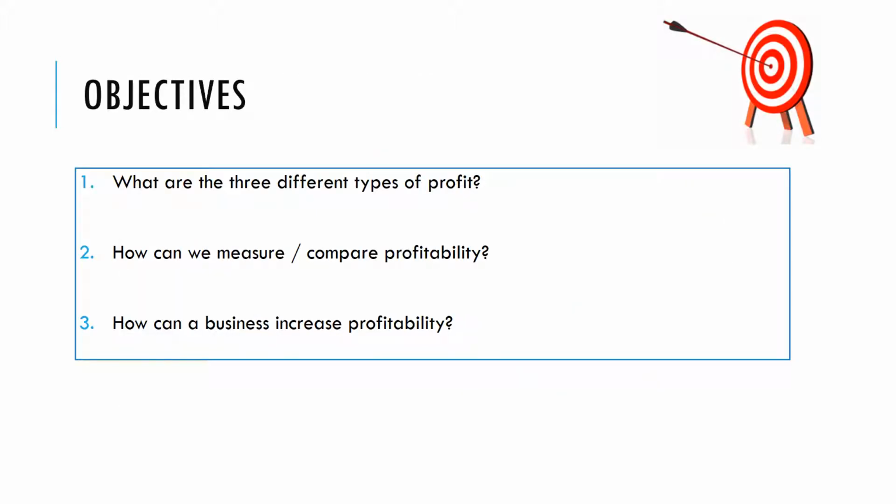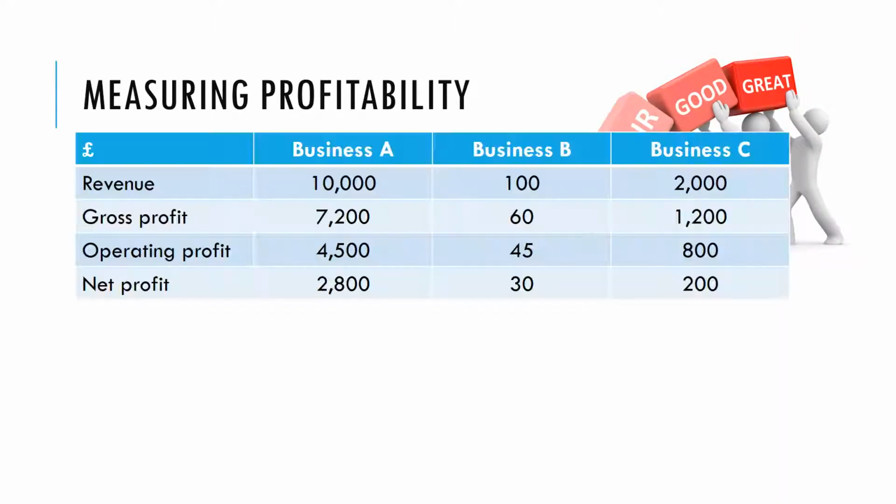So we looked at the three different types of profit. We're now going to move on to profitability. So let's consider these three businesses: business A, business B, and business C. And what I'd like to do is just pause the video for a second and think which of these businesses is performing the best.